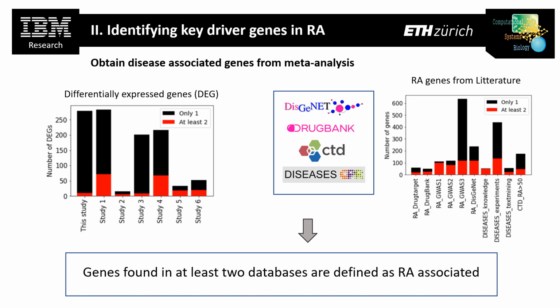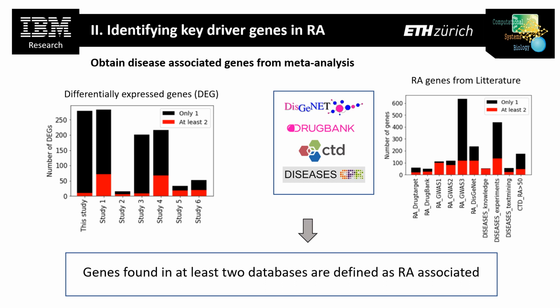And what we do is that first we need to build this associated gene list. To do that, we did two things. First, we took differentially expressed genes from the literature. We combined 6 meta-studies plus our own study, and we took the overlap. If a gene is in at least 2 lists, we put it in the list.